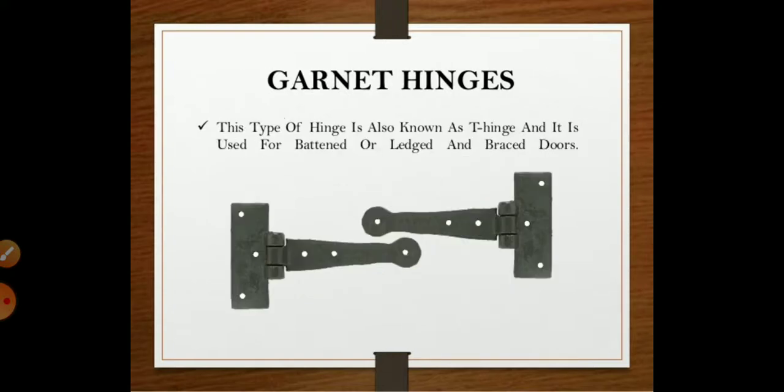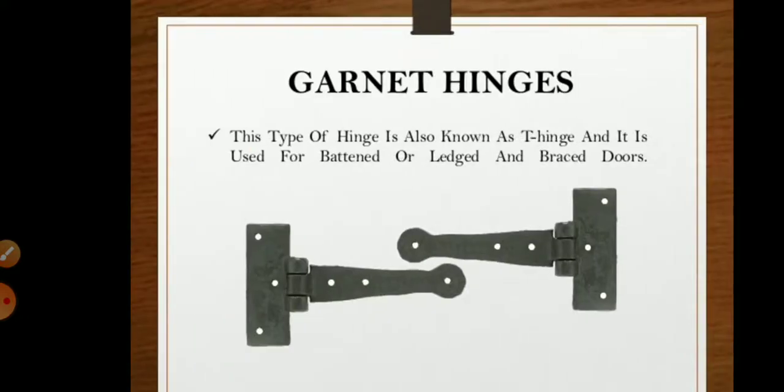The next is the garnet hinges. You can see here this is the diagram of the garnet hinges. So what are the garnet hinges? This type of hinge is also known as the T hinges. You can see here, this is the image. It's just like a T-shape. Okay. It's known as T-hinges, and it is used for patent or latched and braced doors. Okay.